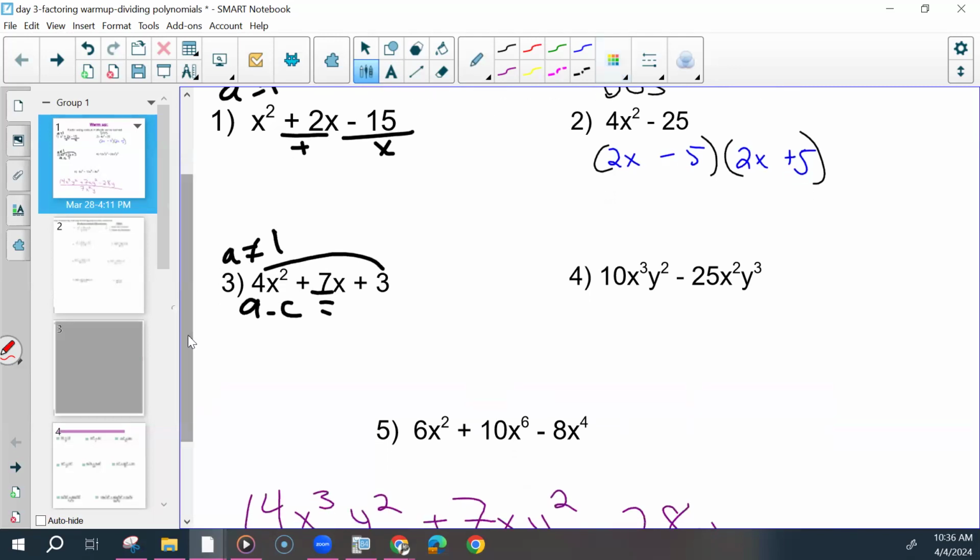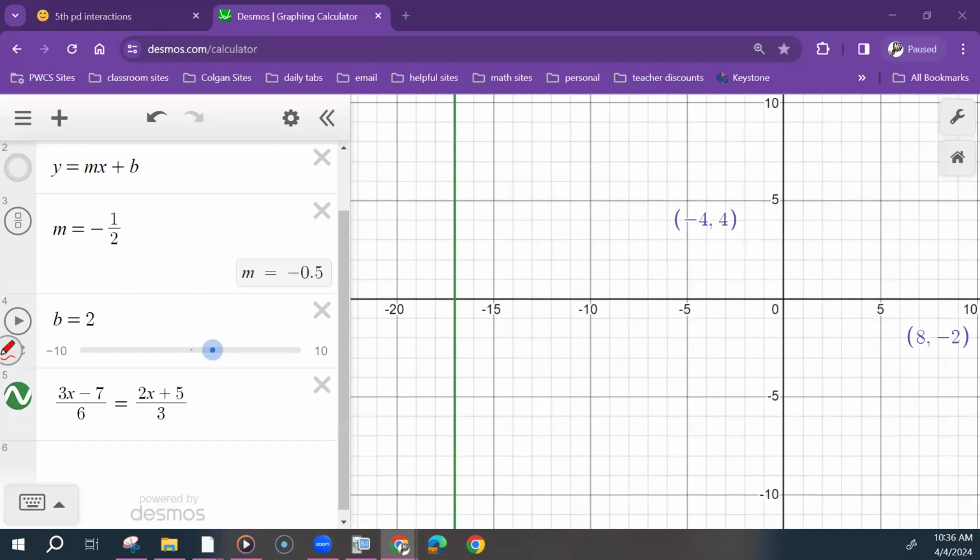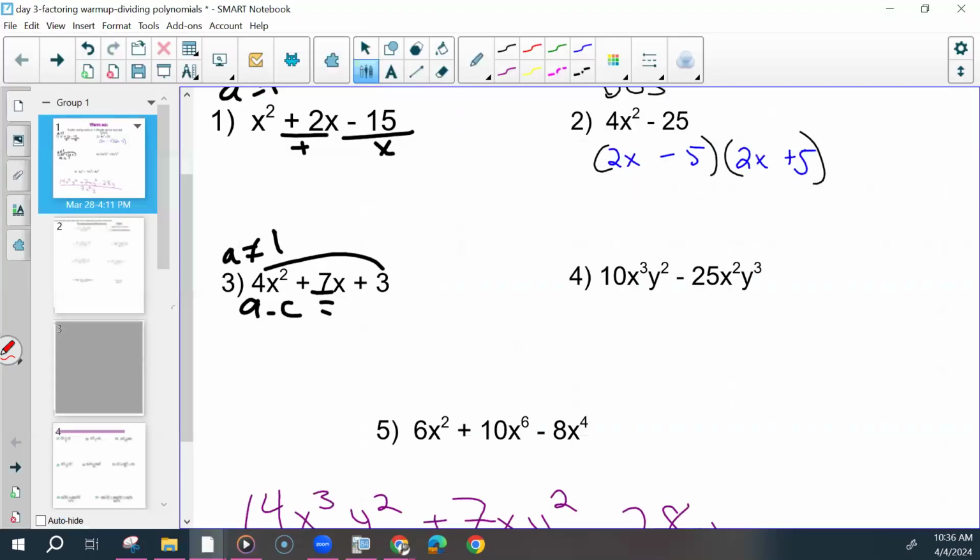So in this case, what do these have in common? What could we divide out of both of those? 5. What else? How many x's? x squared. 5x squared and y squared.